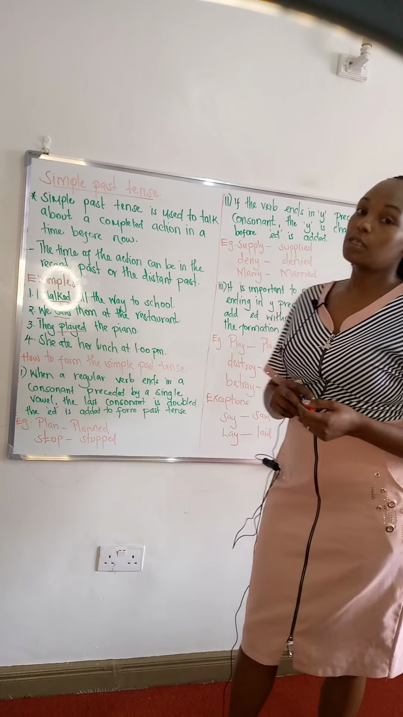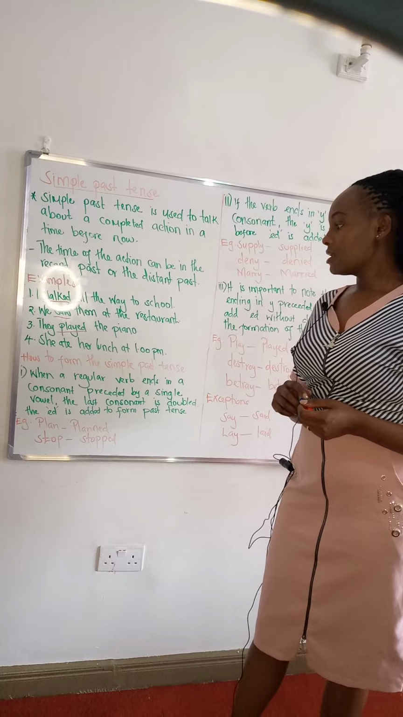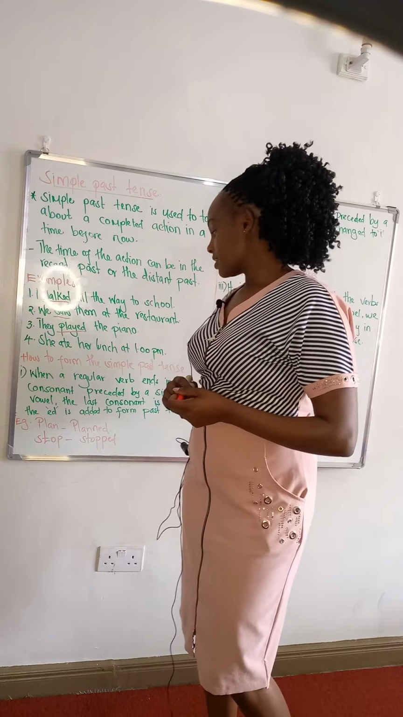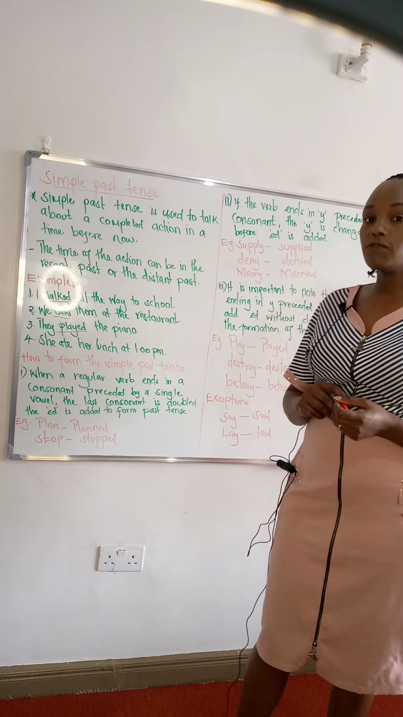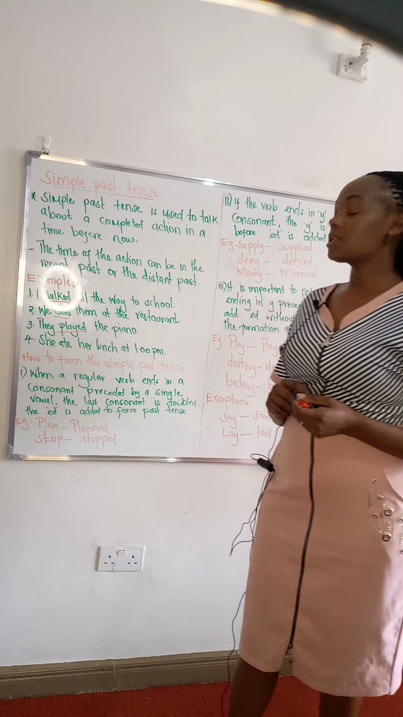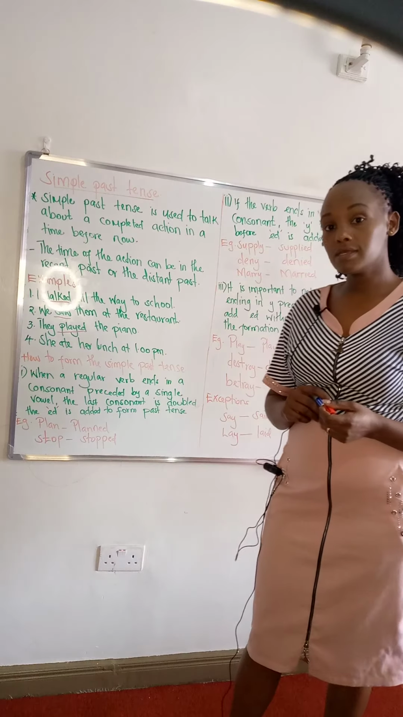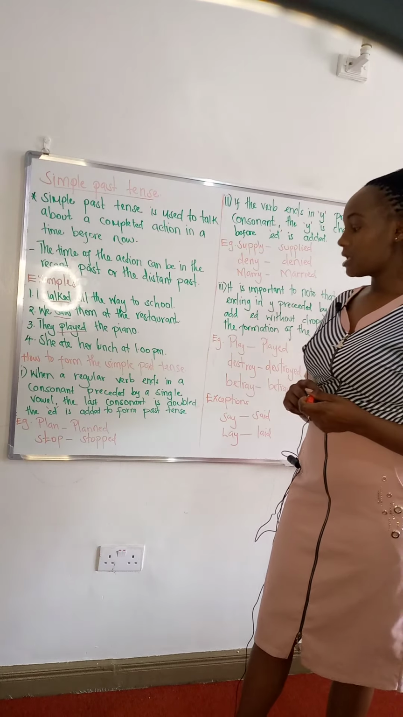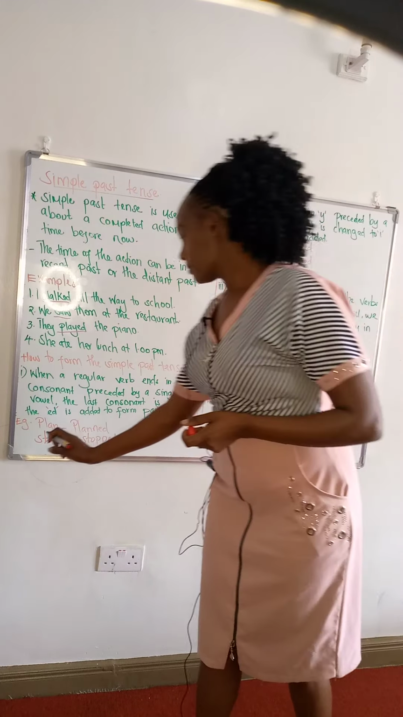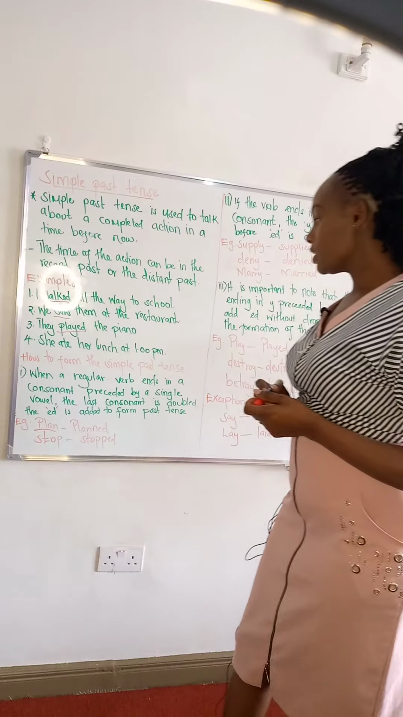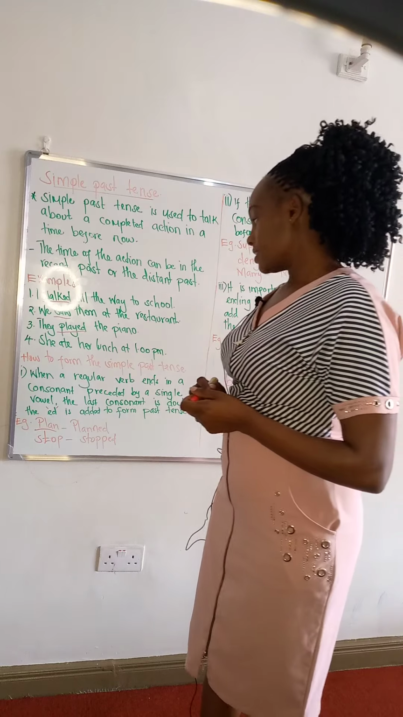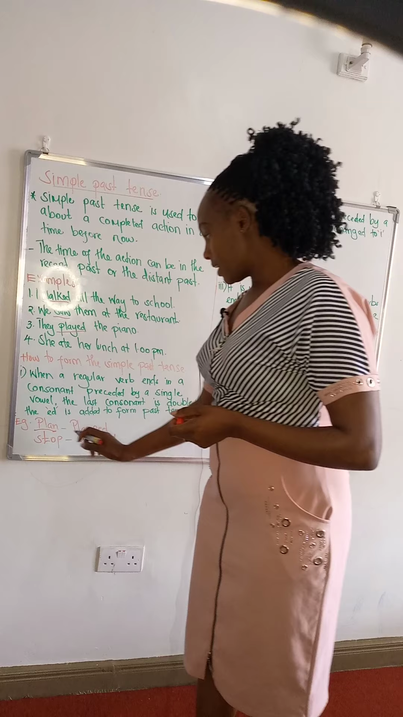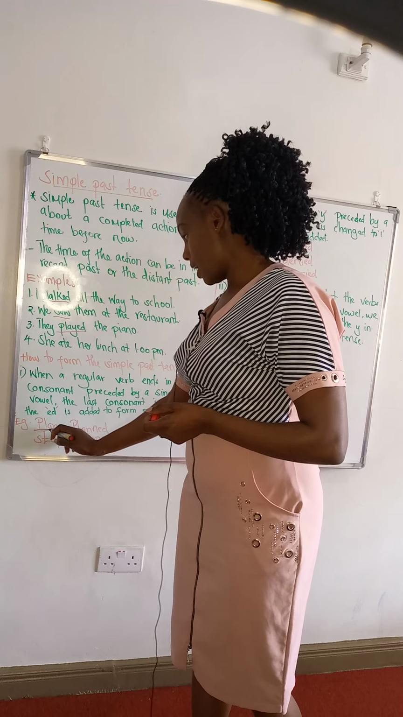How do we form the simple past tense? When a regular verb ends in a consonant preceded by a single vowel, the last consonant is doubled and ed is added to form the past tense. For example, the verb plan. You will notice that it ends in a consonant, this n, and it is preceded by a single vowel, a.